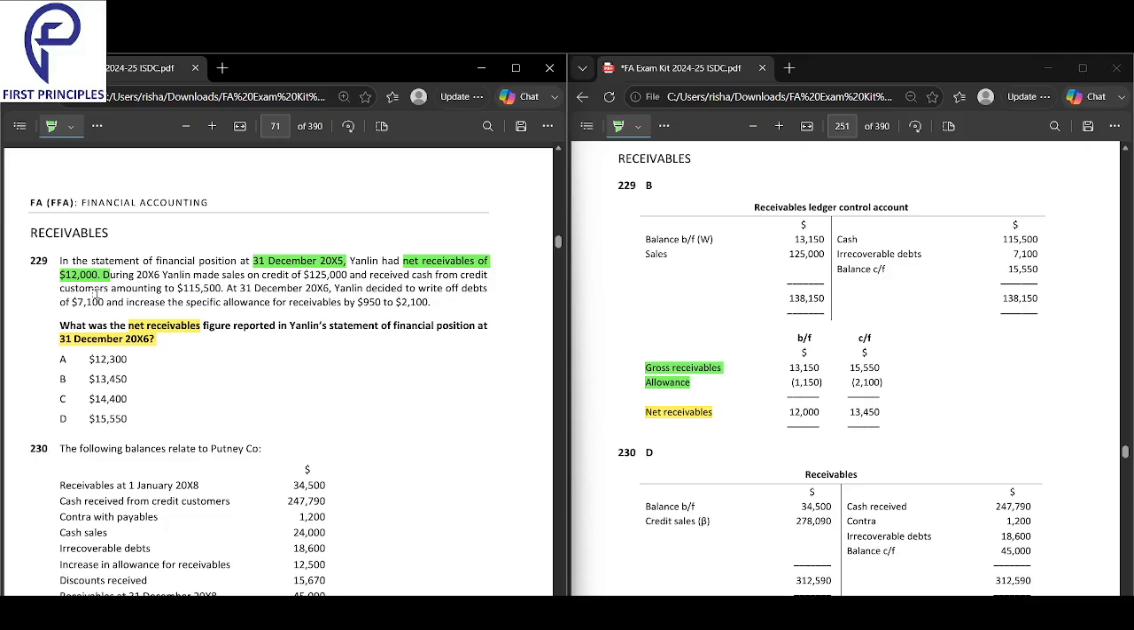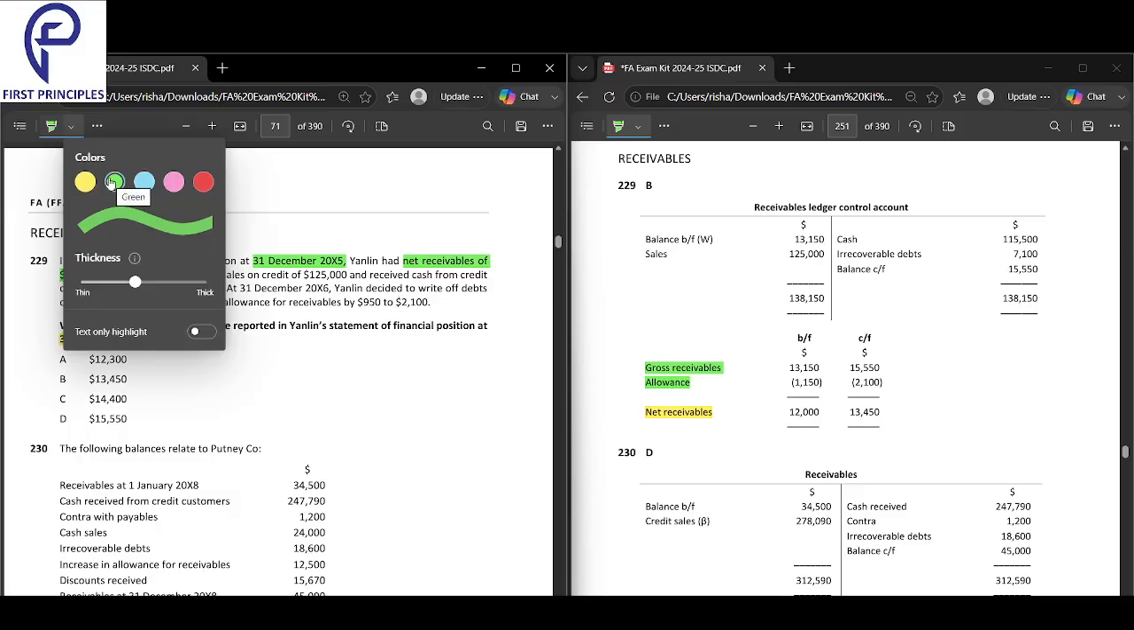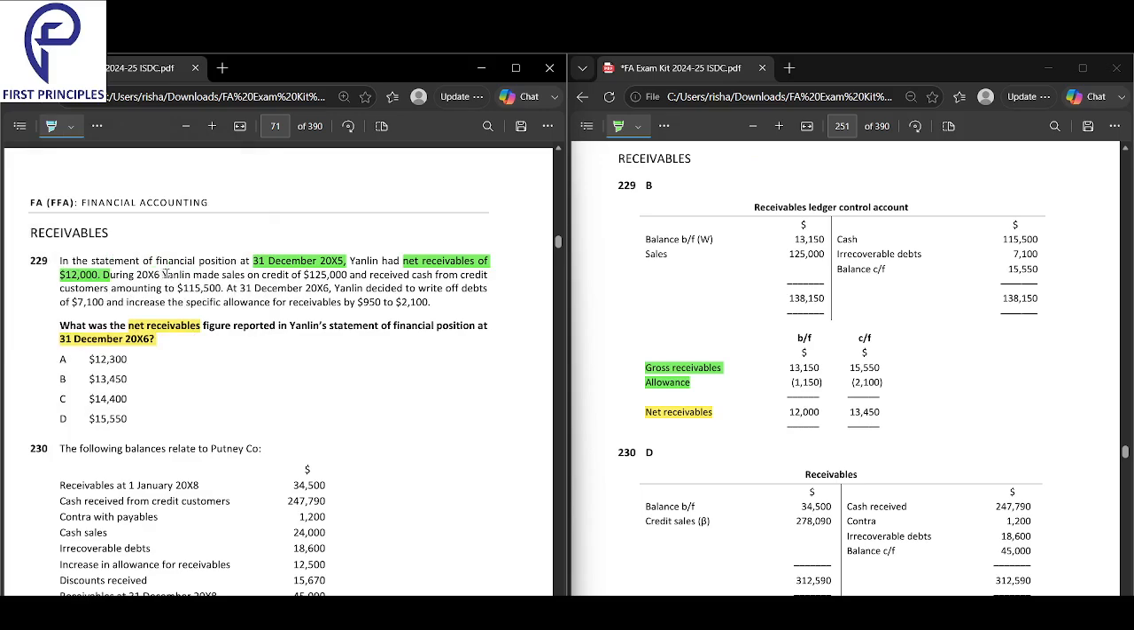Now, during the year, they made sales on credit. How much sales did we make during the year? Yarin made credit sales of 125,000.